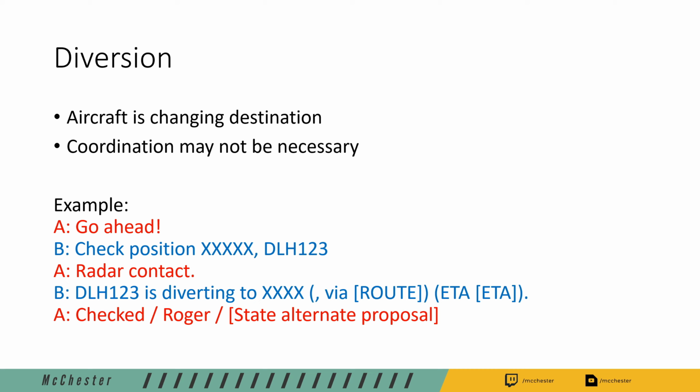Go ahead. Check position north of Linz, Lufthansa 123. Radar contact. Lufthansa 123 is diverting to Vienna via Baruk 1 Whiskey. Checked.